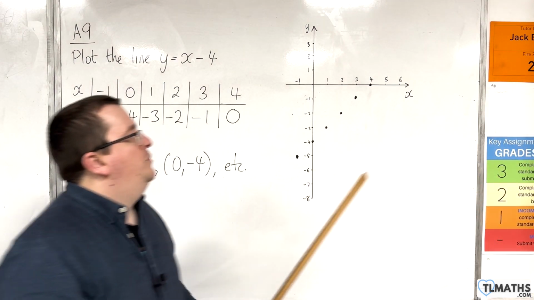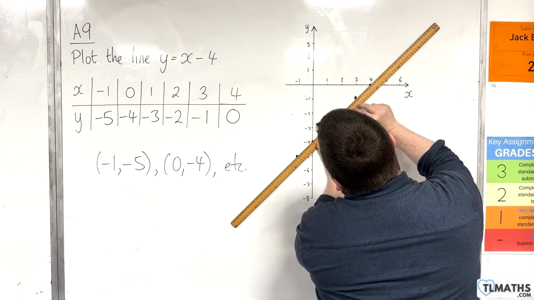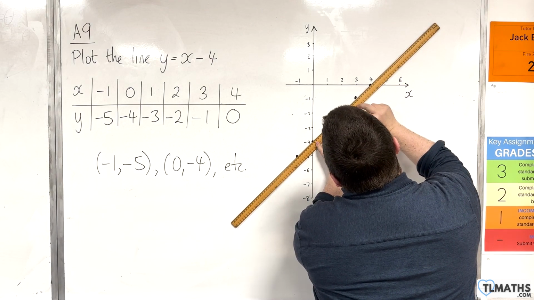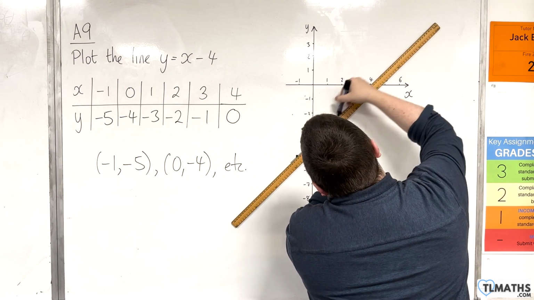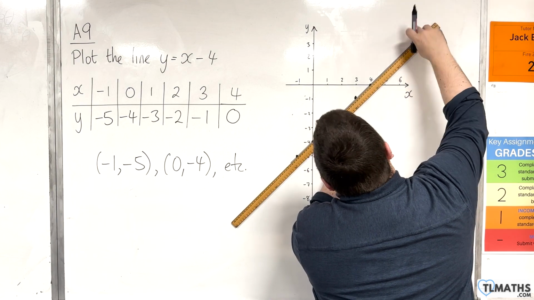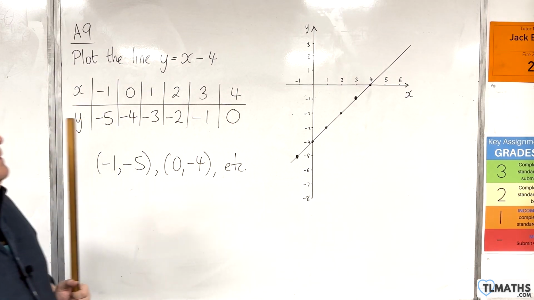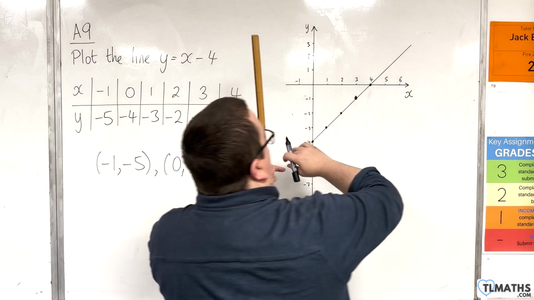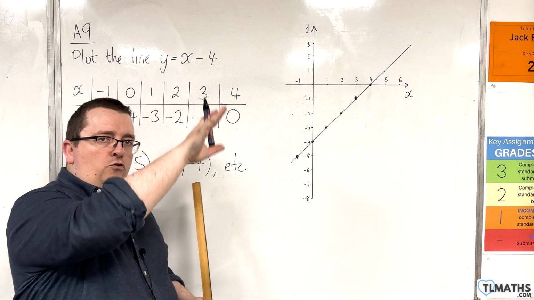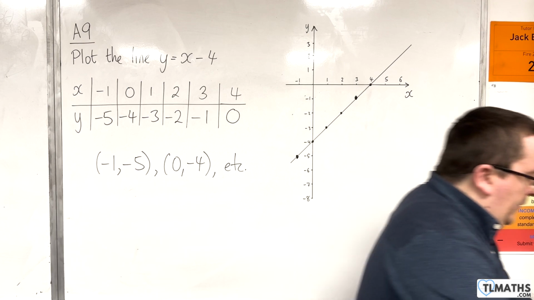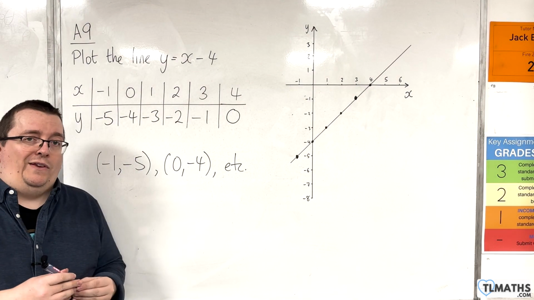And then once you've plotted your points, we can draw a nice, neat line that goes through them. Now, this is all down to how accurate my graph is. I can just see that I've plotted that point a little bit off my line, so there we go. And you want to make sure that your line extends all the way through your graph. And so this is the graph of the line y equals x take away 4.